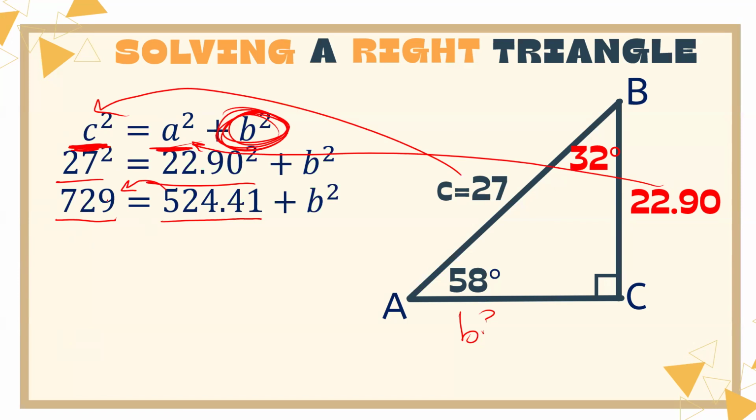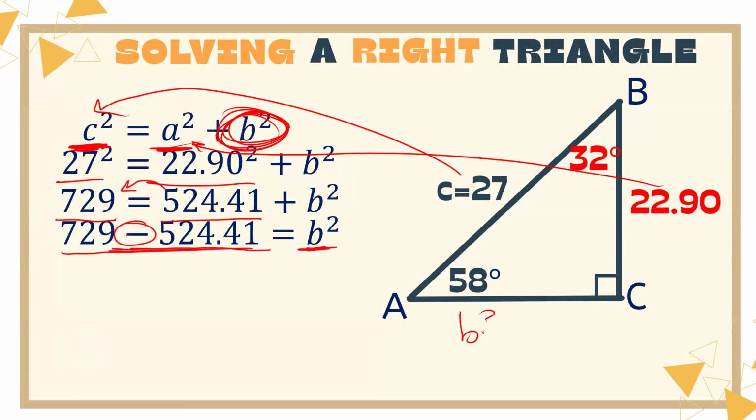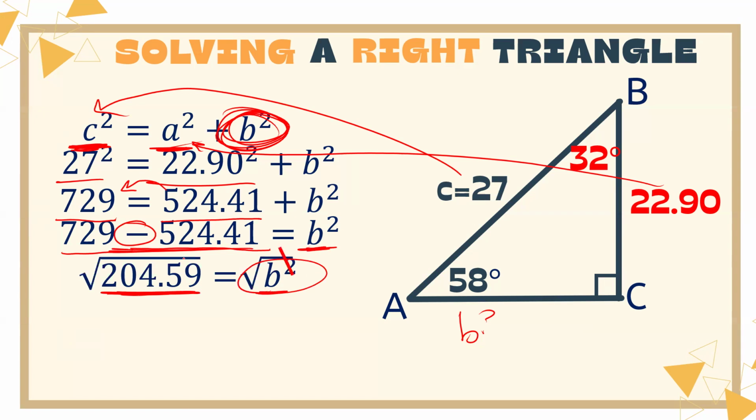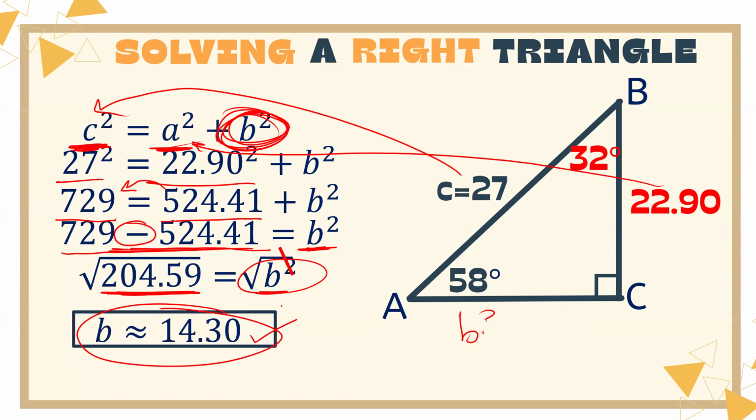Transpose this to the other side. This becomes 729 minus 524.41 equals B squared. Simplifying this further, we get 204.59 for B squared, but we want to get the value of B. So we get the square root of both sides to get the value of B, and that is 14.30. Okay, so we get the same answer for all these methods.